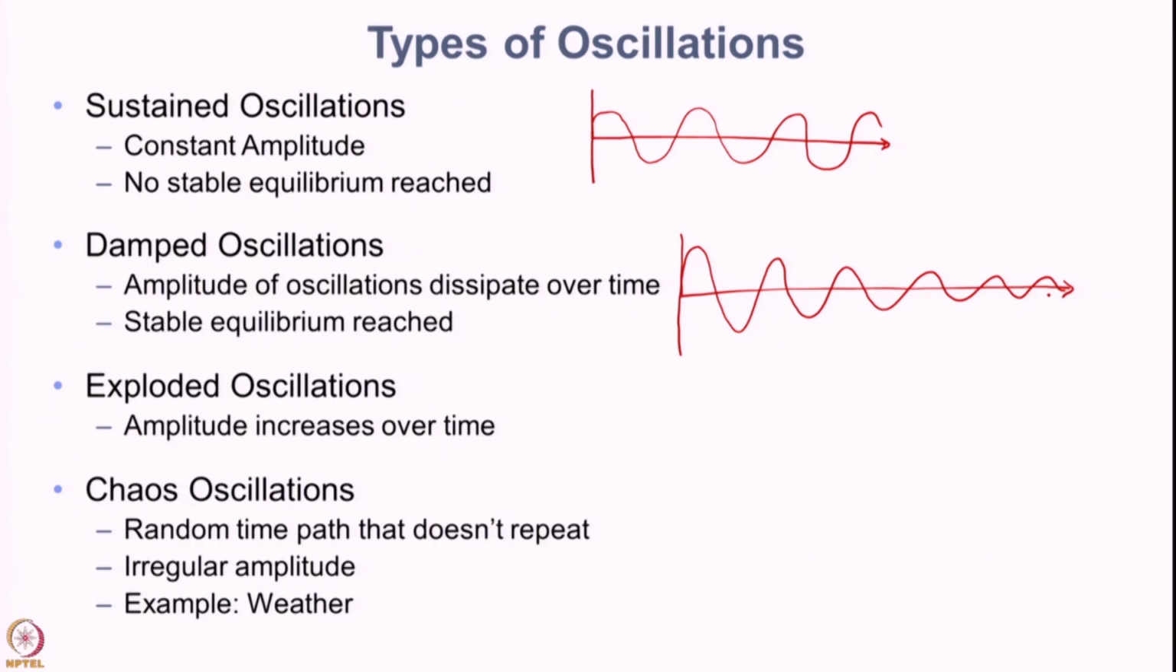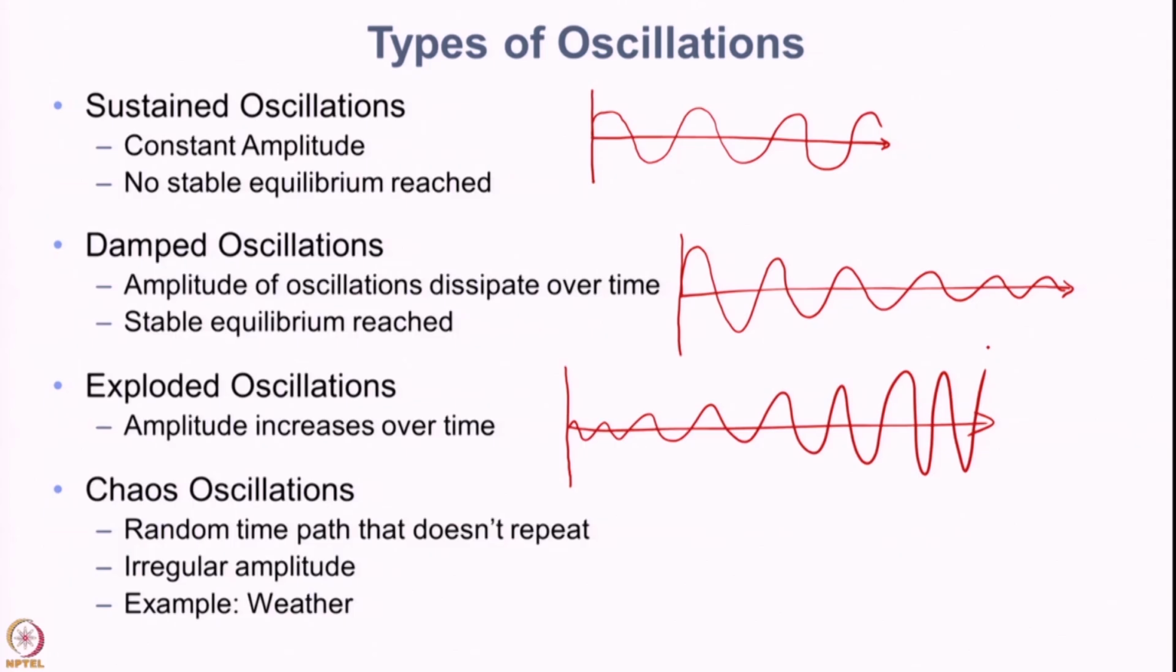In exploded oscillations, you can imagine a system which is actually quite unstable. That is, we start with a small amplitude and the amplitude just keeps growing bigger and bigger with time. So, such systems are said to have exploded oscillations as the amplitude increases over time. In many cases, this growth in amplitude could even be exponential in nature.